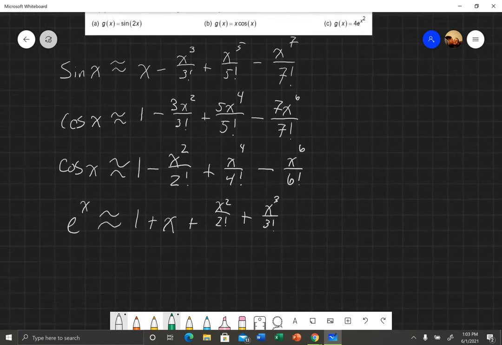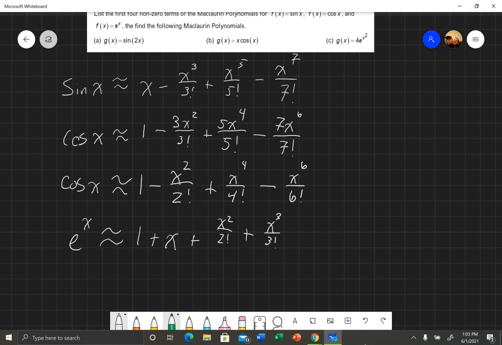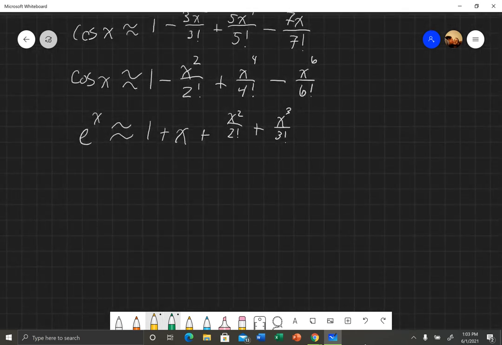Okay, so now they want to take these bits and we're going to make some adjustments to them. So let's start with the first one. G of x equals sine 2x. So if we take the sine 2x, here we go.